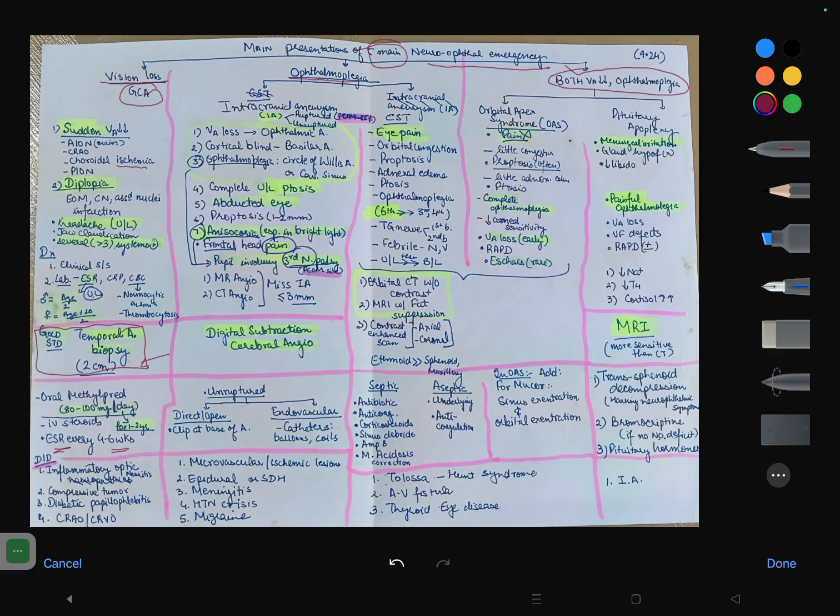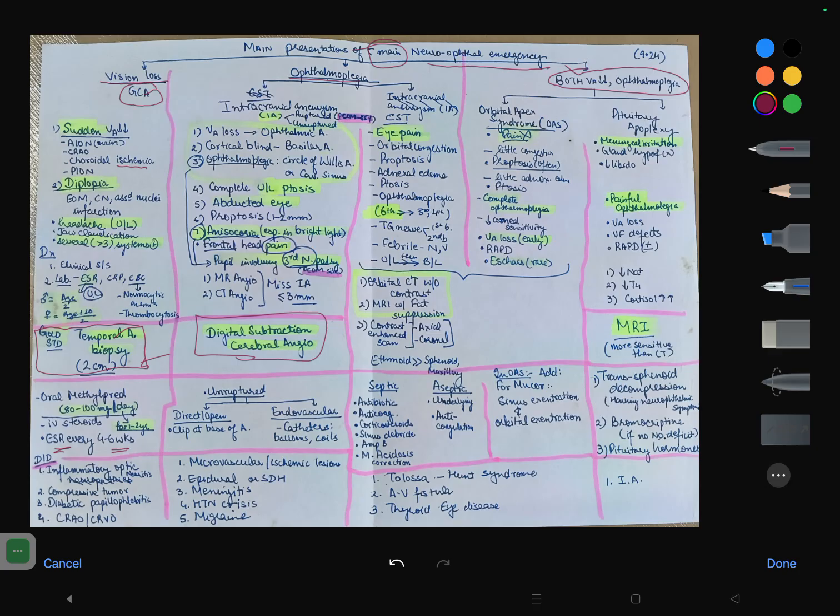How to diagnose these intracranial aneurysms? We have to do MR angio and CT angio. The usual CT scan cuts are around 3 millimeter, so we have to do 1.5 millimeter scans because intracranial aneurysms can be missed at more than 3 millimeter scans. And what else we can do is digital subtraction cerebral angiography, which is the gold standard.